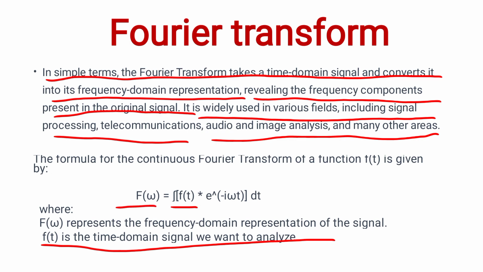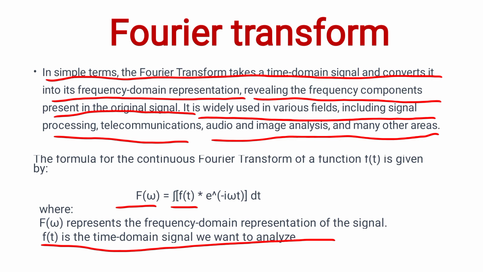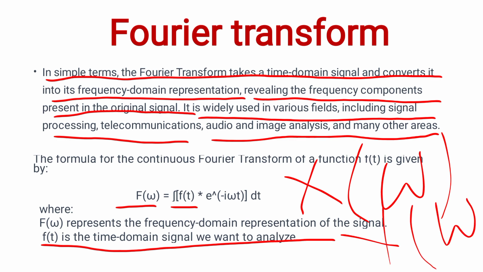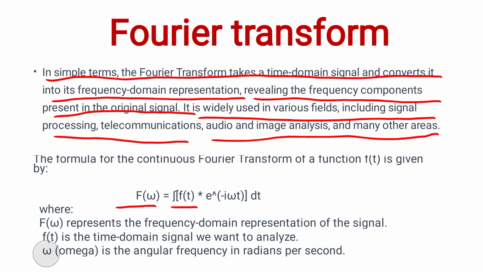You should remember this point: whenever our signal is in the time domain, we should represent that signal in terms of small letters only, like small x of t, small y of t. And whenever we convert our time domain signal into a frequency domain signal, we should represent it in capital letters, that is capital X of omega and capital Y of omega. When the signal is in the frequency domain, we represent it in capital letters. When the signal is in the time domain, we represent it in small letters. These are the basic things. And here omega is an angular frequency, or we can say it is a frequency in terms of radians per second.